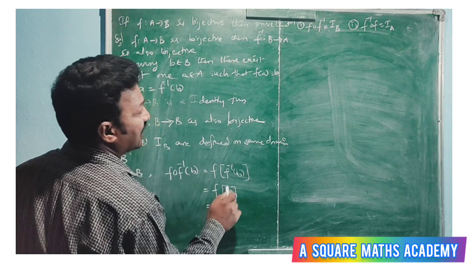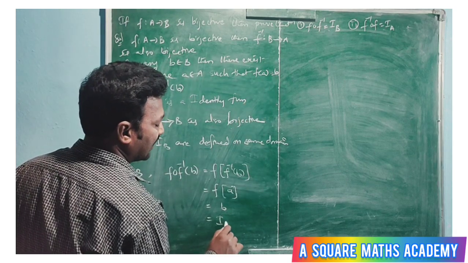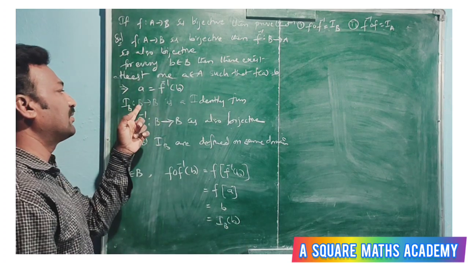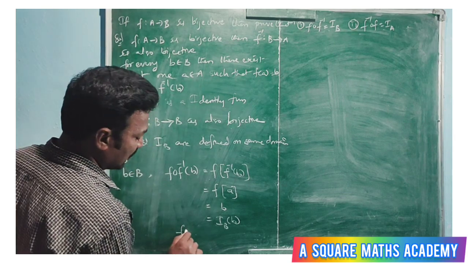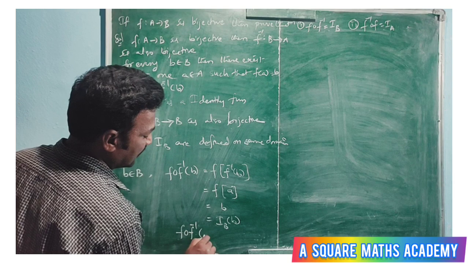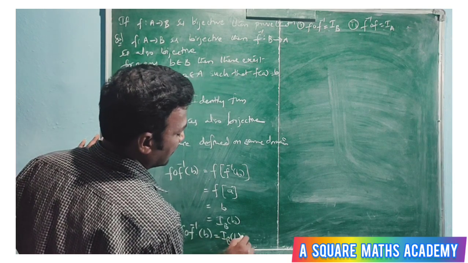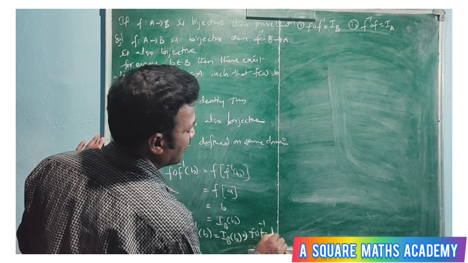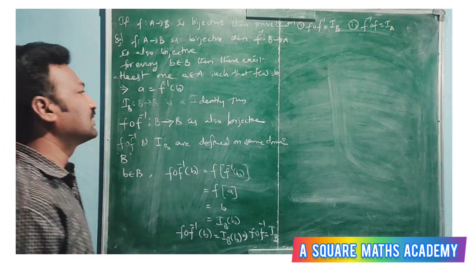So f of a can be also b. So b can be also IB of b. IB of b. Why? Because here IB is mapping from B to B, IB of b equals to b. So we get here f circle f inverse of b equals to IB of b. So that implies f circle f inverse equals to IB. First one is over. Okay. Now we go to second one.